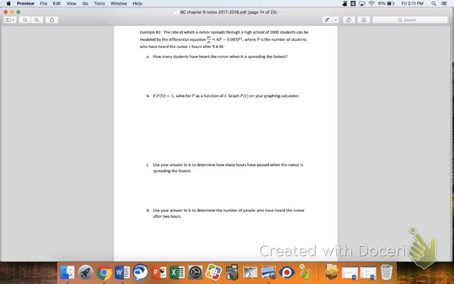It says, the rate at which a rumor spreads through a high school of 2,000 students can be modeled by the differential equation dp/dt equals 6p minus 0.003p squared, where p is the number of students who have heard the rumor t hours after 9 a.m.